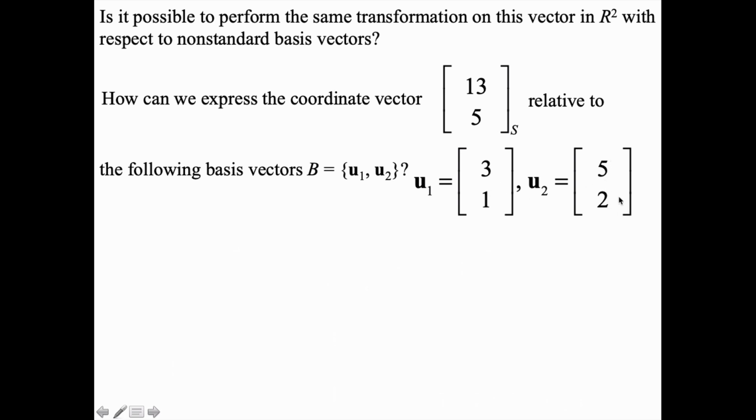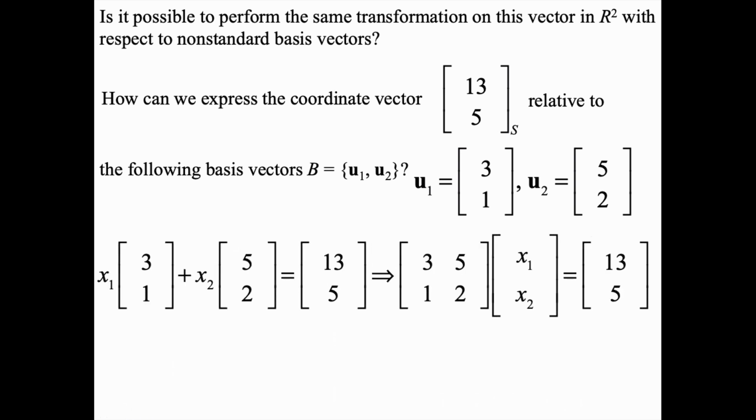I know they're basis vectors because they have to span R2: they are two linearly independent vectors from 2 space. They're not multiples of one another, so they must be able to span R2. But how can I make the coordinate we're so familiar with, (13, 5), by a linear combination of U1 and U2? Well, you could use your basic linear algebra to solve for that. Basically, what we're asking is, how much of (3, 1) plus how much of (5, 2) would give me (13, 5)?